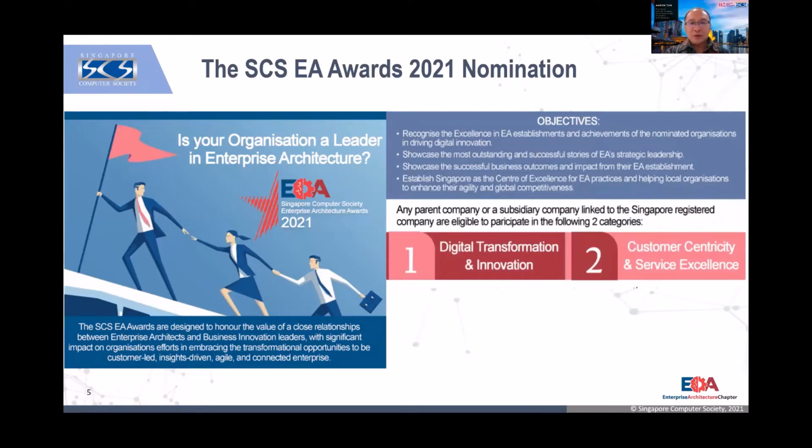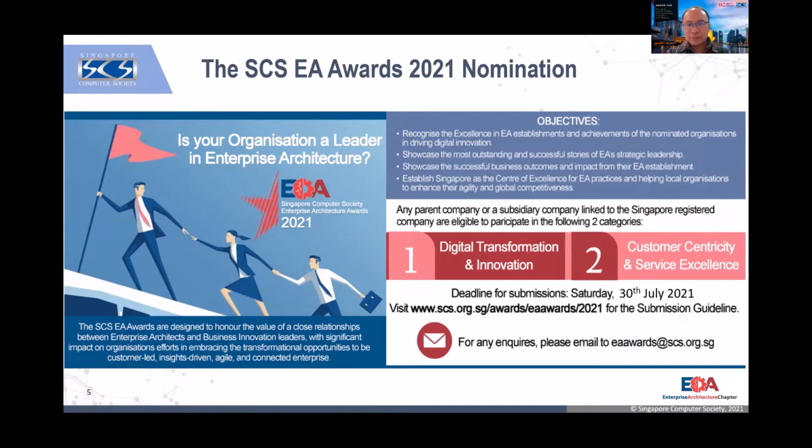And there are 2 categories. The first one is on digital transformation and innovation, and the second one is about customer-centric and service excellence. So this is how the so-called enterprise architecture or transformation can help to achieve these two categories. In the future, of course, we will be opening up to more categories, but at the moment we are focusing on these two categories.